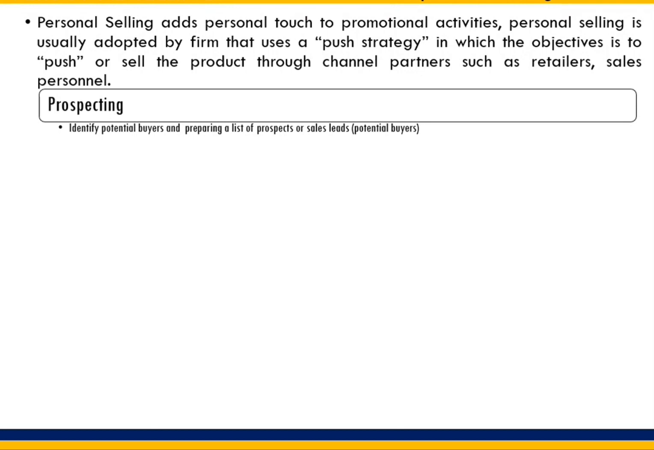So, what is the process of this so-called personal selling? What are the steps involved? How does the salesman reach out to the customer, how does he pitch for the product, and ultimately how is this entire process converted into a sale? This is what the process is all about.